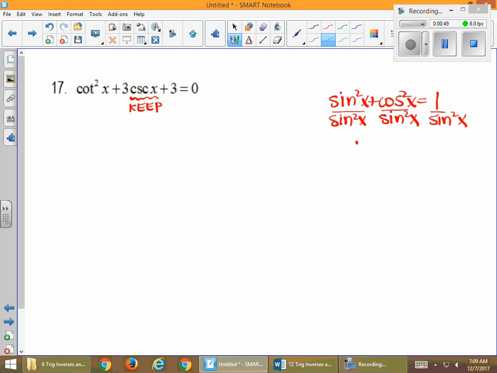Sine squared over itself is 1. Cosine squared over sine squared is cotangent squared. And 1 over sine squared is cosecant squared.